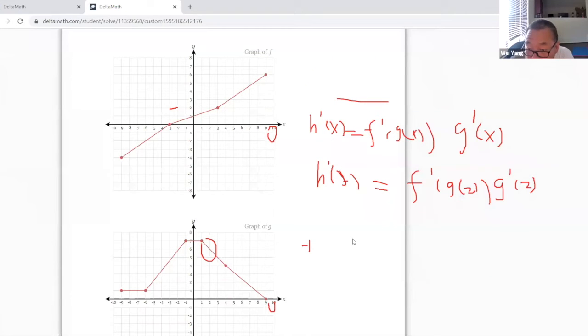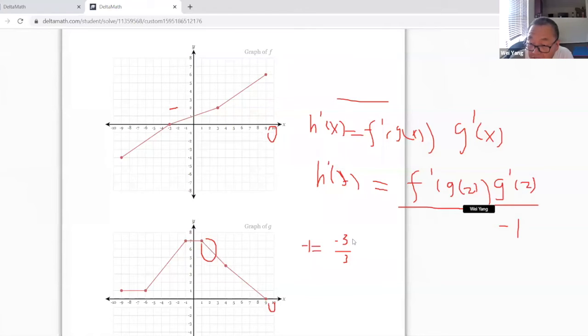When x increases, y decreases, so the slope is negative. Say when x increases 3, the y value decreases 3. That's delta y divided by delta x, so -3 divided by 3. You get -1. So the derivative of g at 2 equals -1.